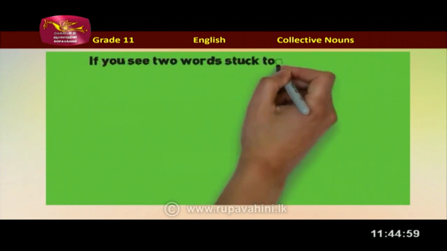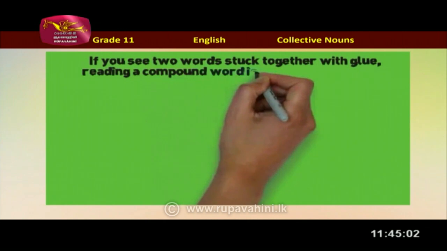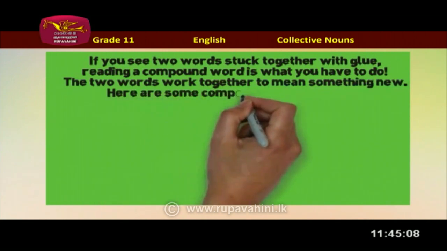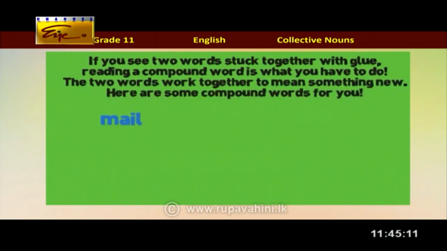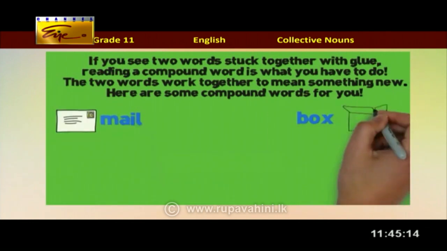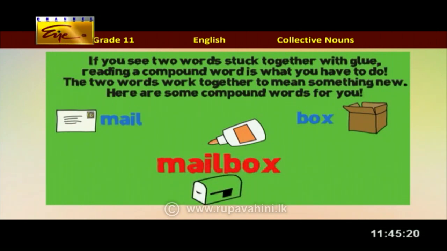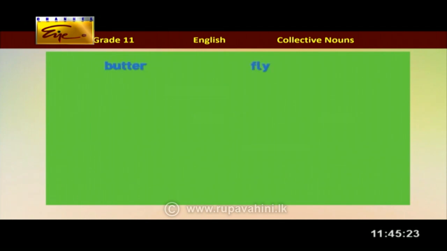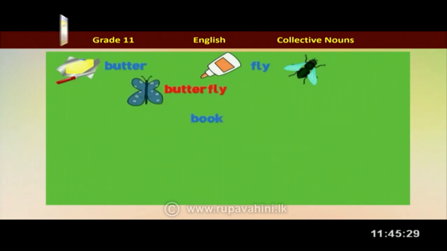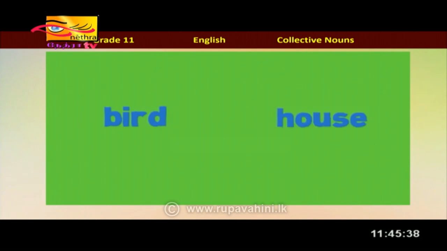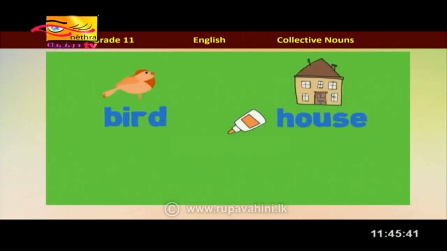If you see two words stuck together with glue, reading a compound word is what you have to do. The two words work together to mean something new. Here are some compound words for you. Mail and box make mailbox. What could be better than a safe dry place to put Santa's letter? Butter and fly are... shelf, make an object you need to neatly display all the books you read. Bird and house make a place that's best when little birdies need some food and rest.